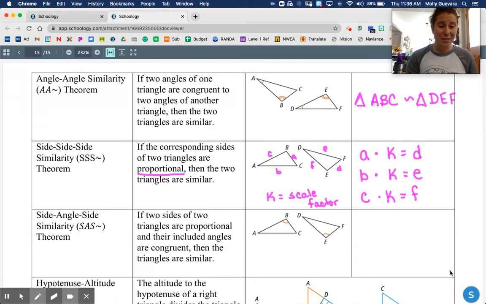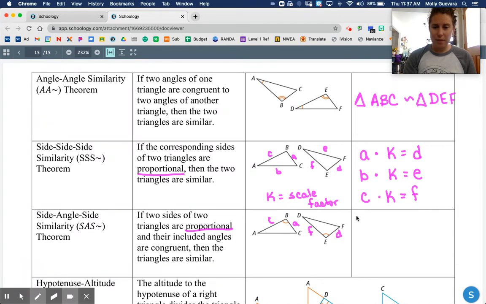And then the last one is side-angle-side. This just makes sure that the angle is between the two sides. So if two sides of the triangles are proportional, again, not equal, proportional, and the angle between them is equal, then the triangles are similar. So here's my angle that I know is the same. Let's just say C and A are what I know, and then here, F and D are what I know.